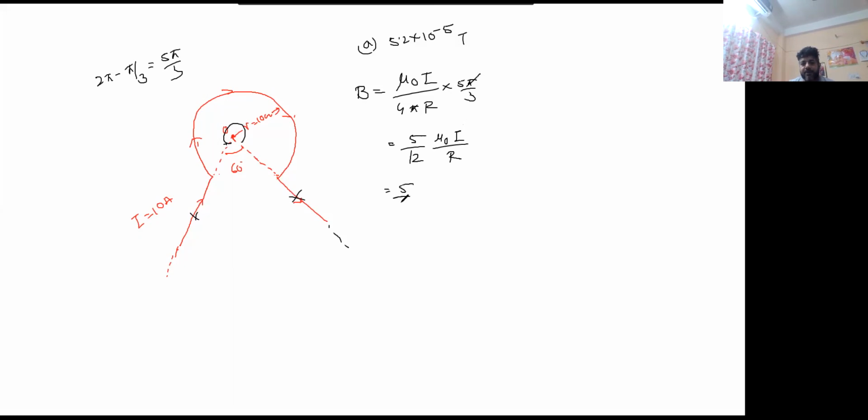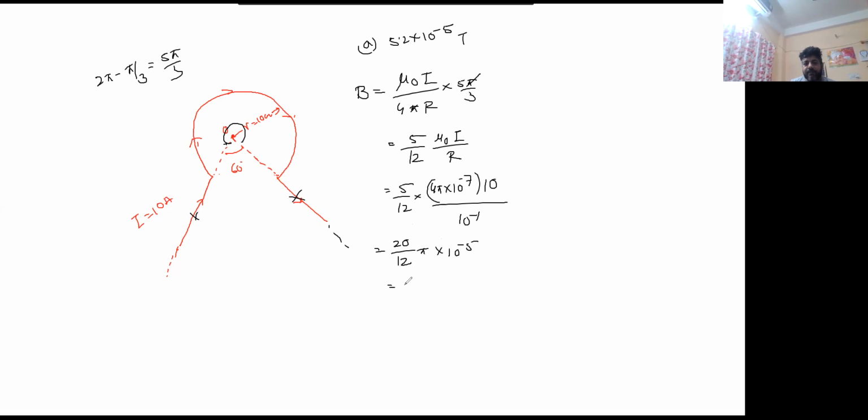So 5 by 12 μ0, μ0 का वैल्यू है 4π 10 to the power minus 7. करंट का वैल्यू कितना बोला है मैंने? 10. एंड रेडियस कितना बोला है? 10 to the power minus 1. So what we have is 5 by 12 into 4π into 10 into 10 to the power minus 7 by 10 to the power minus 1, that is 20 by 12 π into 10 to the power minus 5.